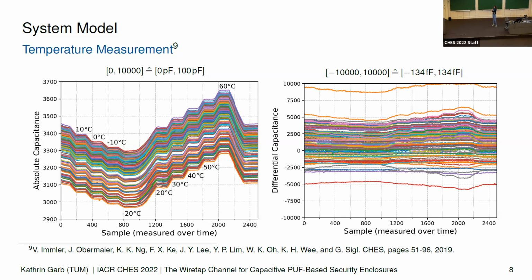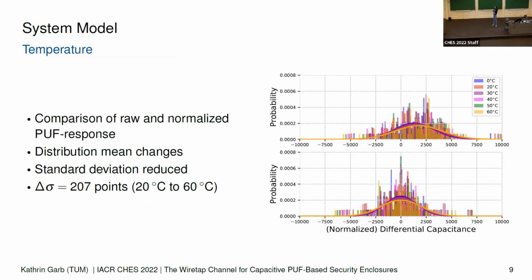So this is the raw data. Now if you perform the first post-processing step, the normalization, what will happen? Here on top, you see the raw data. These are different distributions for different temperatures and also the Gaussian fit. And on the bottom, you see the normalized data. What the normalization does is it changes the mean of the distribution and it also narrows the distribution.